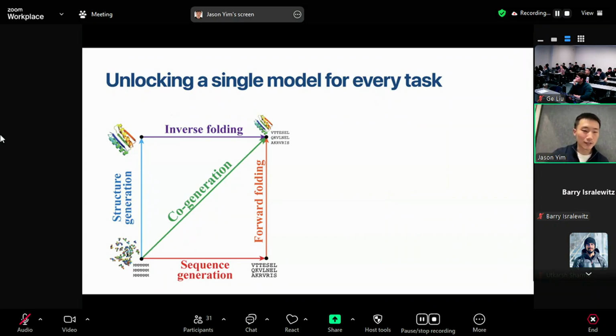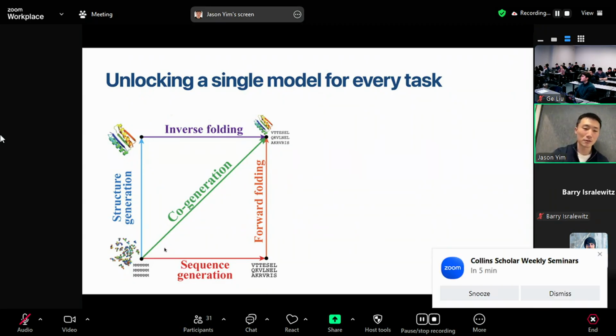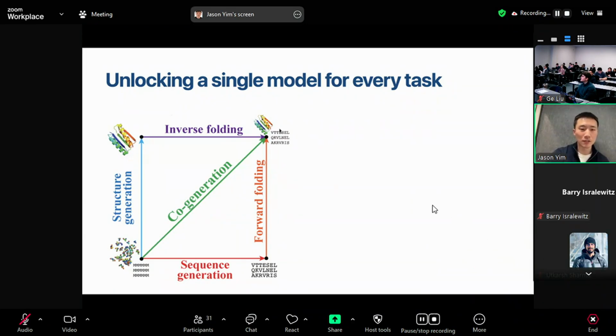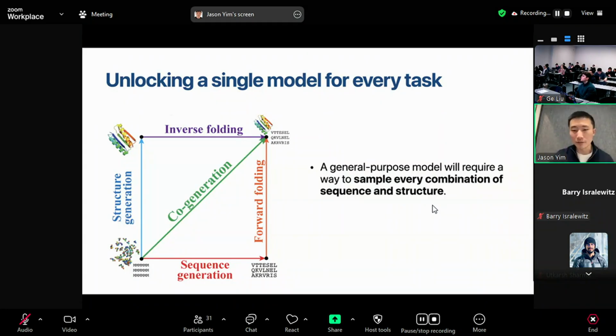So for instance, let's say I have pure noise for the sequence and structure. Co-design is sampling things together at the same time, but then you can also do it piecewise. You can first do the sequence and do forward folding to generate the structure conditioned on the sequence, or you can do the structure first and then do inverse folding to generate the sequence conditioned on the structure. And MultiFlow allows you to do every combination of this, as I'll explain.